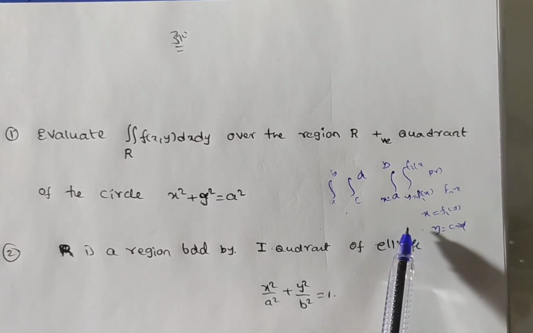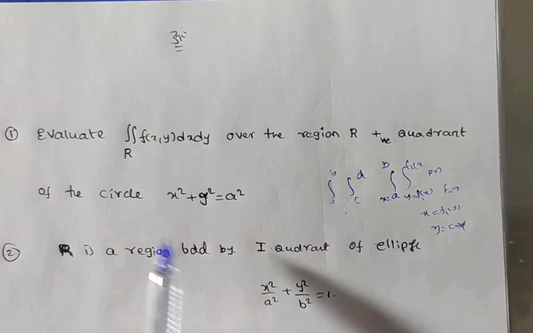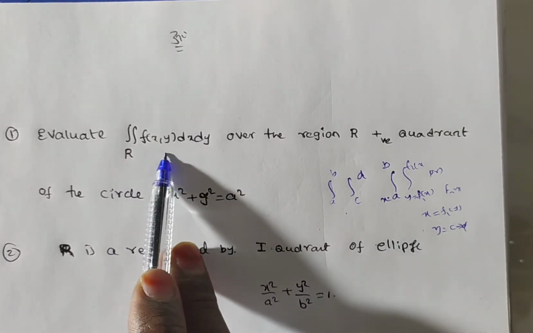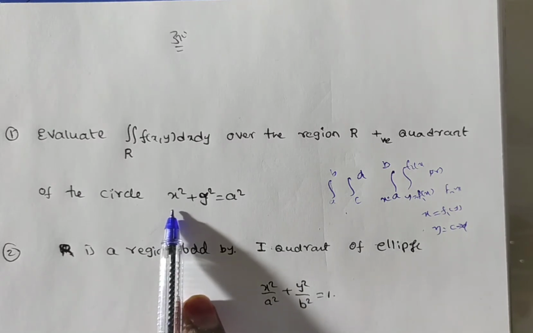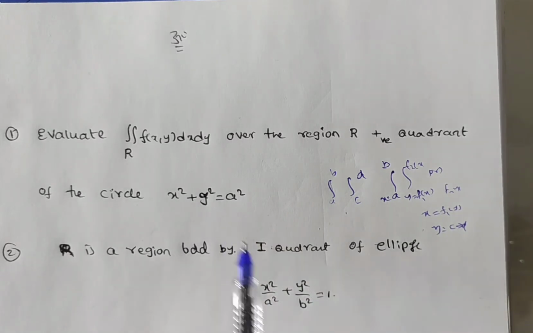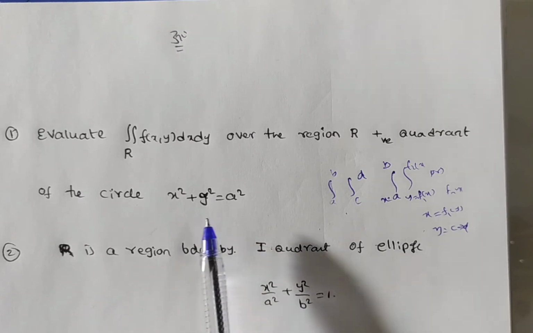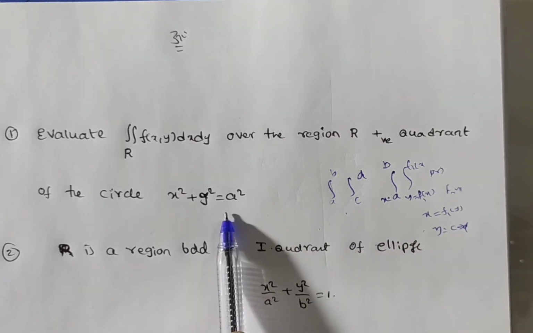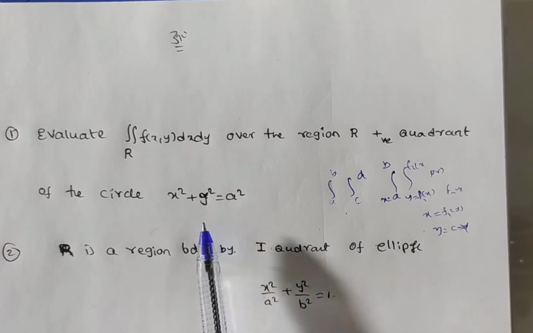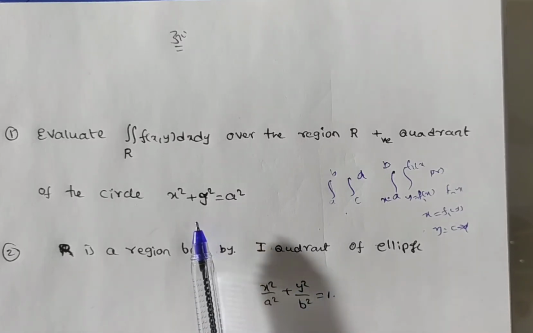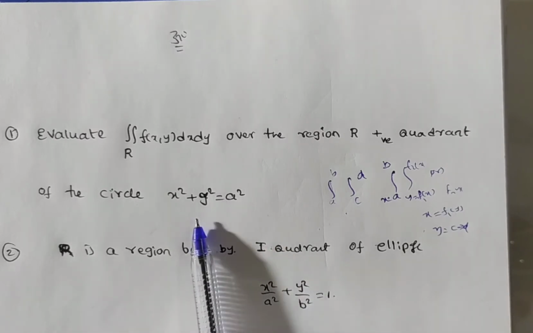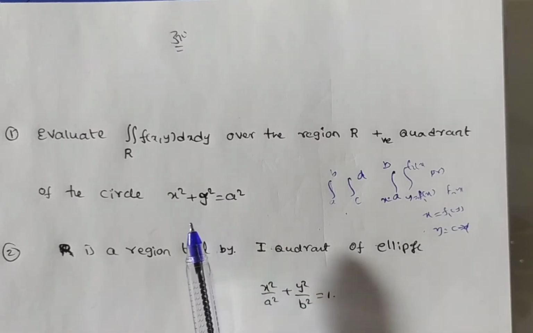Now type 3 we also discussed, that is the double integral over R of f(x, y) dx dy, where R is a region bounded by the circle x square plus y square is equal to a square. If the limits are not given directly, we need to find the limits. So in this video we are discussing only the limits for the given region, because if you know how to find the limits for the given region, then you can solve these types of problems very easily.